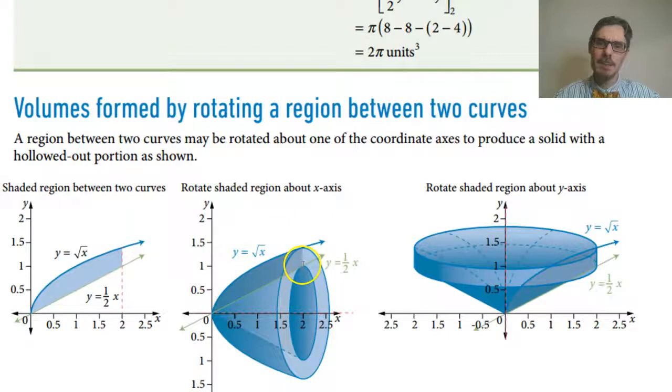I'm going to get, it's kind of an annular solid. It's a ring with a hole in the middle. How am I going to work out the volume of this shape?